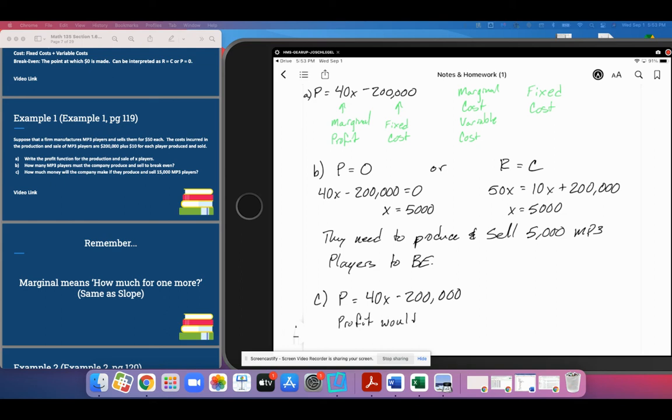So producing and selling 15,000 MP3 players, the profit would be $400,000 for selling 15,000 MP3 players.